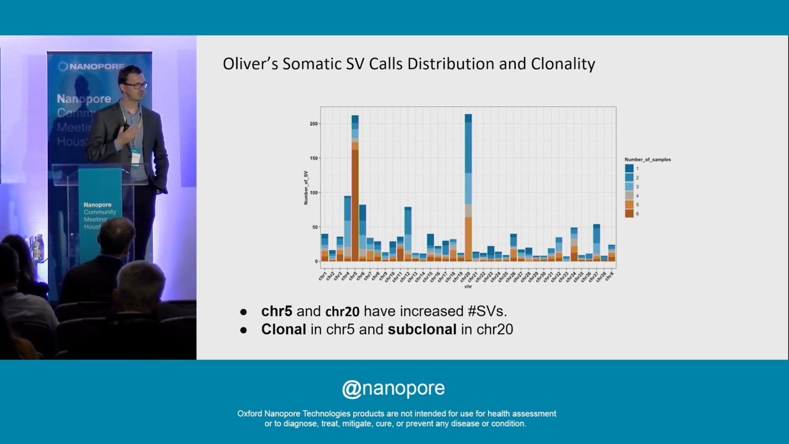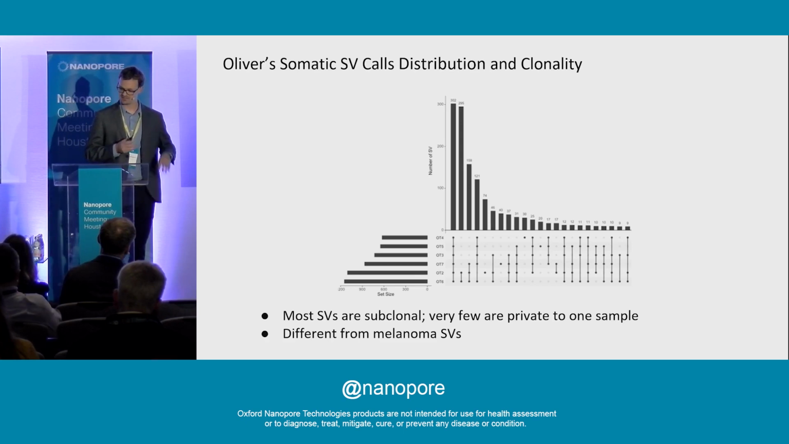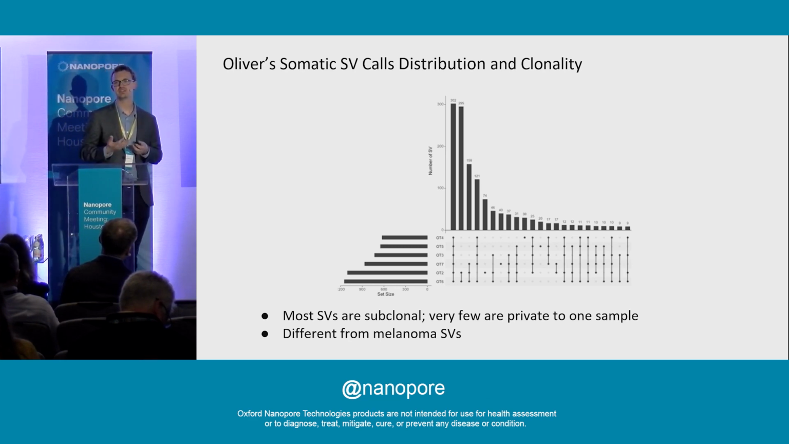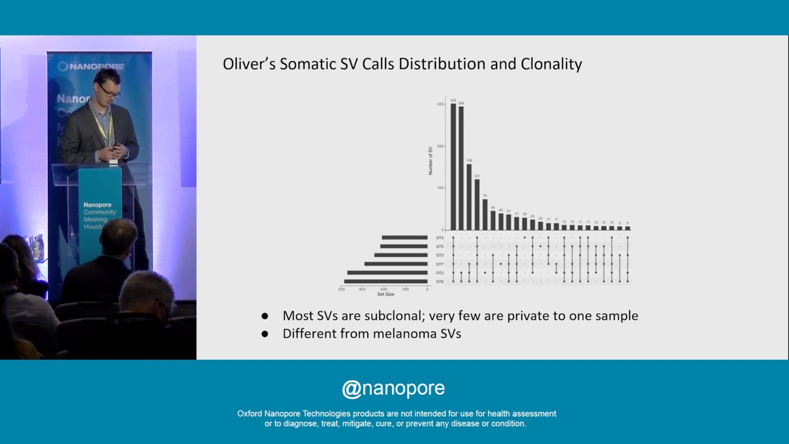Another way to look at this is through this upset plot. And again, I don't expect you to remember the upset plot that Yulin showed you, but I can tell you that they look pretty different in the way the structural variants are distributed. What we see here is most of the structural variants are actually subclonal, so they are shared by a subset of samples, but not all the samples. This is consistent with the idea that this is more of a natural evolution of this tumor without bottlenecks that the treatment may introduce.